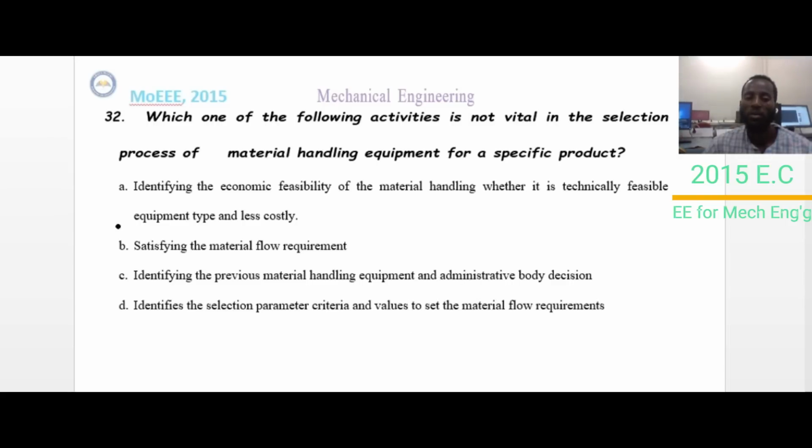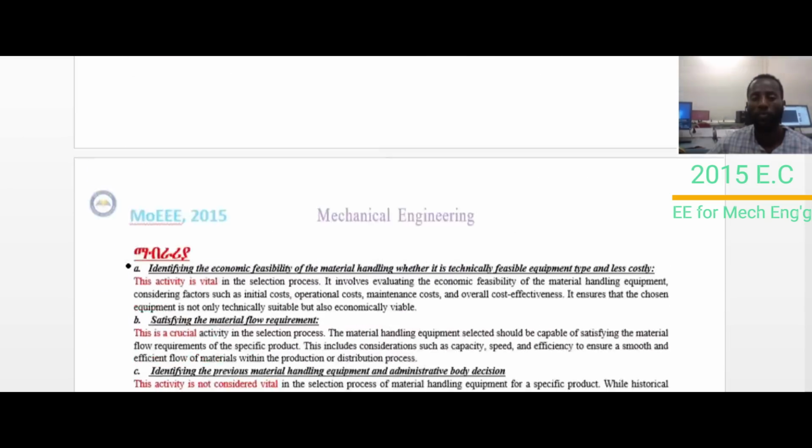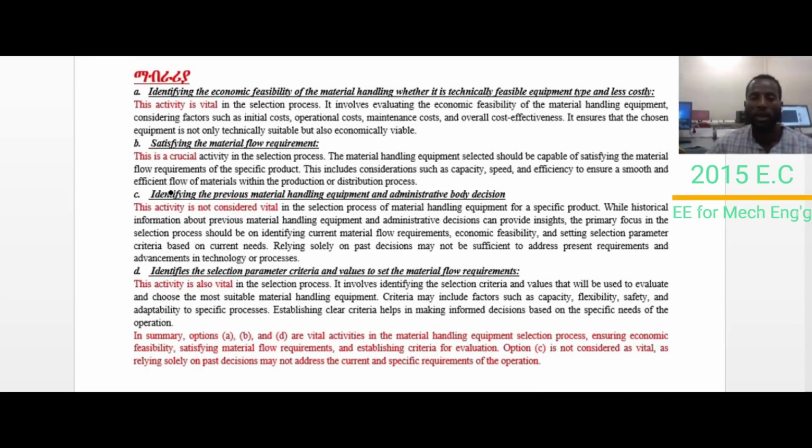So simply we can visualize these choices and answer the question, but it is better if we describe these choices. Let me describe the choices. In case of A, identifying the economic feasibility of the material handling, whether it is technically feasible, equipment type, and less cost. So this is vital and a correct one. This activity is vital in the selection process.